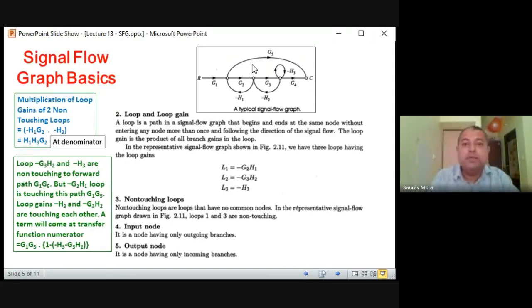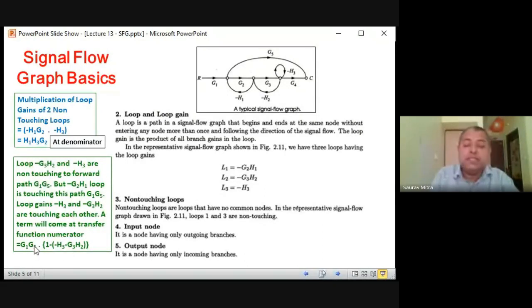Plus. Second term is G1, G5. So at the numerator, we write all the forward path gains. Okay, so one forward path gain is G1, G2, G3, G4. That will come in the numerator. Plus another forward path is G1, G5. But G1, G5 will not come alone because the G1, G5 forward path is not touching these two loops. Which two loops? G3, H2 and H3. This G1, G5 is touching this G2, H1. Okay, hence G2H1 will not come in the addition within this block.